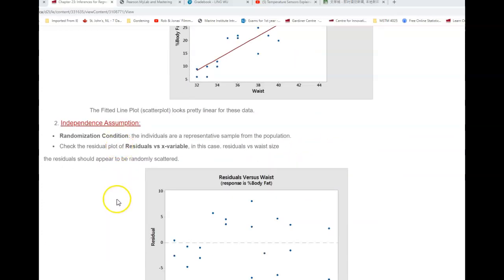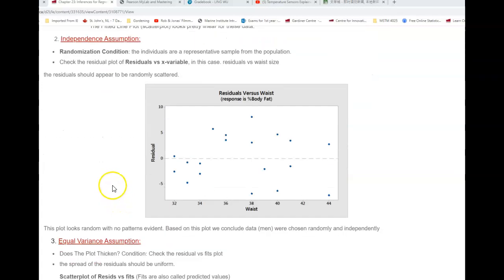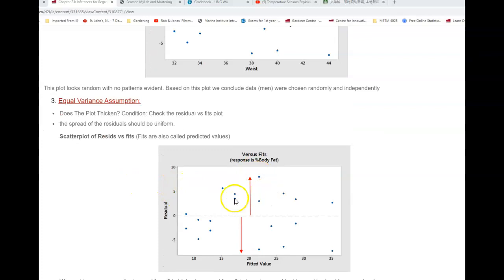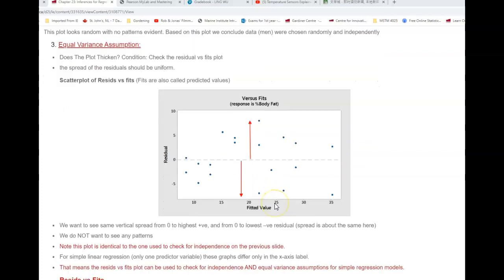And the second one is the independence assumption. We want to see the residual plots, so those residual values must be random. That meets the random condition. And the third condition is the equal variance assumption. In those residuals, the positive and negative residual values should be approximately equal, and there are no patterns in these plots.